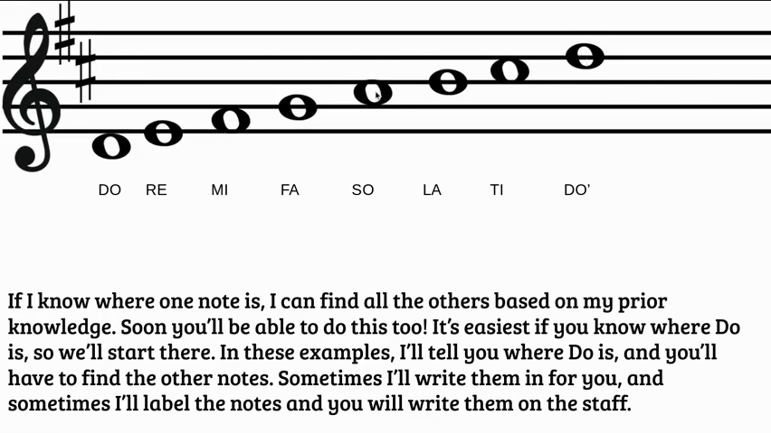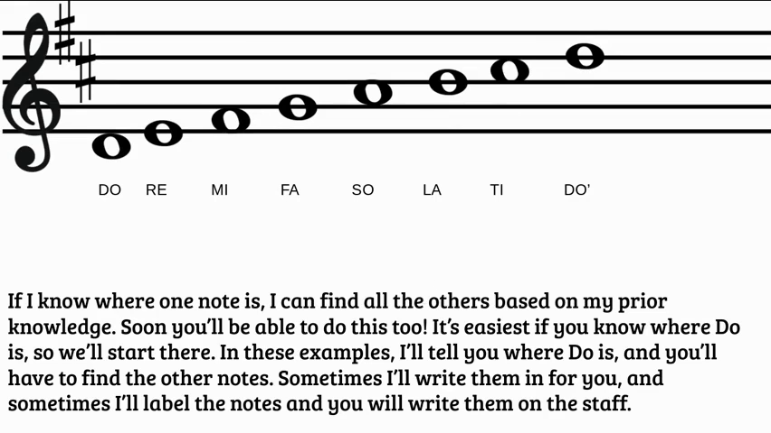If you start at so and go backwards, one down from so is going to be fa. One down from fa is going to be mi. One down from mi is re. And one down from re is do. So if you know one of these notes, you can figure out all of the others.